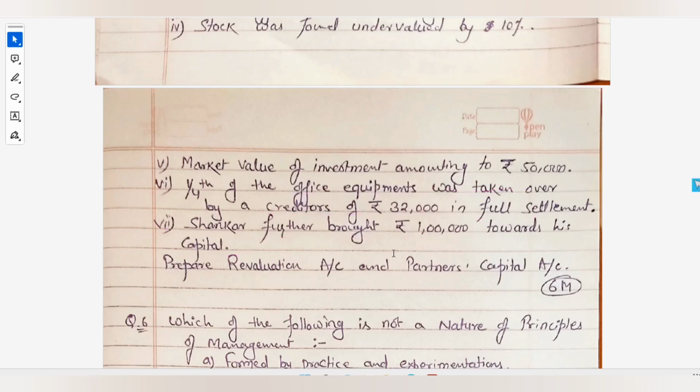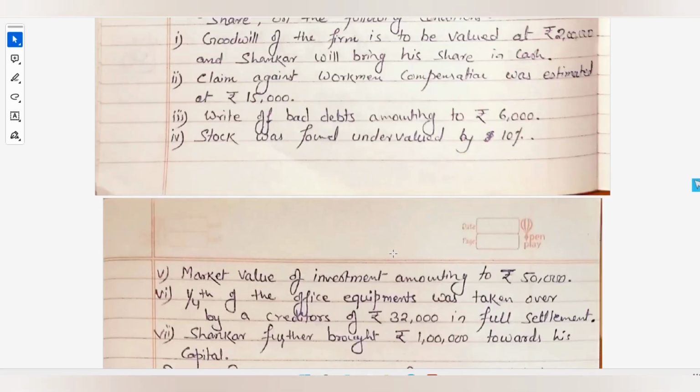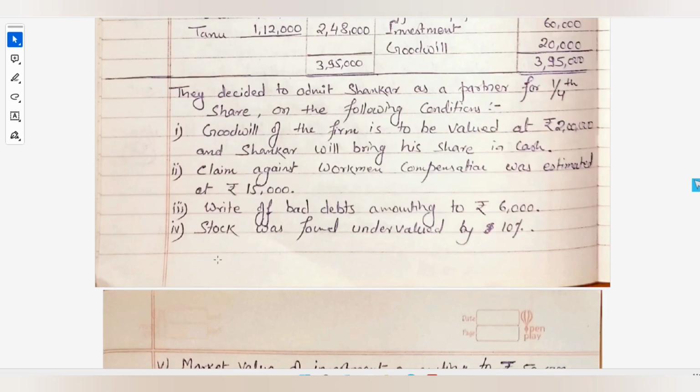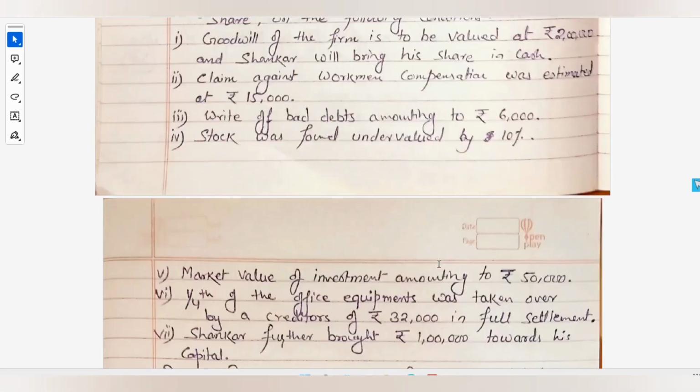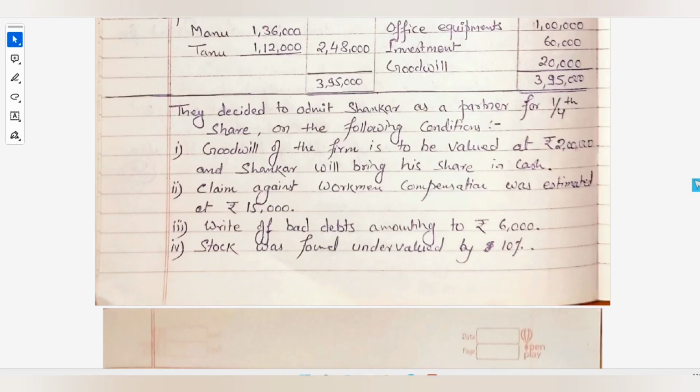Few will be transferred to the revaluation account. Few will be impacted on the partner's capital account. So one by one, we will discuss and try to find out which one will be transferred to the revaluation account and what is the requirement. Prepare revaluation account and partner's capital account. This is the basic requirement nowadays: to prepare revaluation account for 2 marks and to prepare partner's capital account equal to 4 marks. Now the first point.